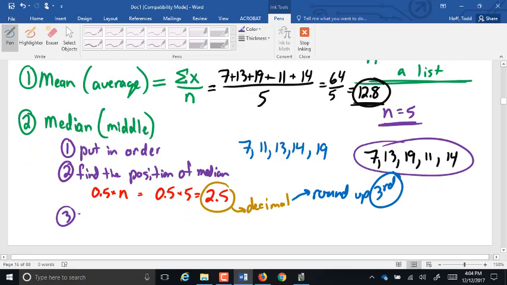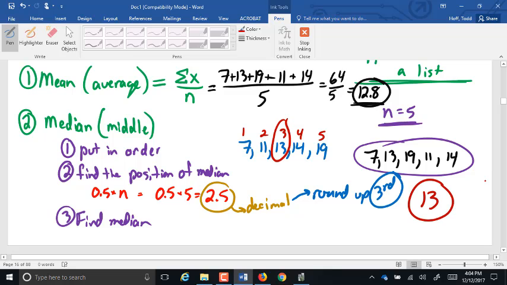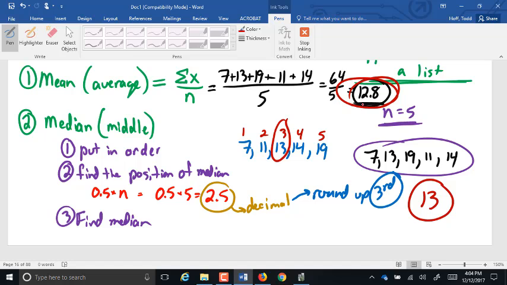So the third step is find the median. So that just means we go up here. The third number is 13. So the median of that list is 13. Notice that's pretty close to the 12.8 we had for the mean. In a good set of data, the mean and the median should be either the same or really, really close.